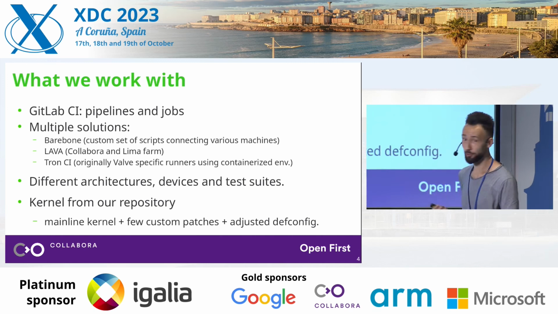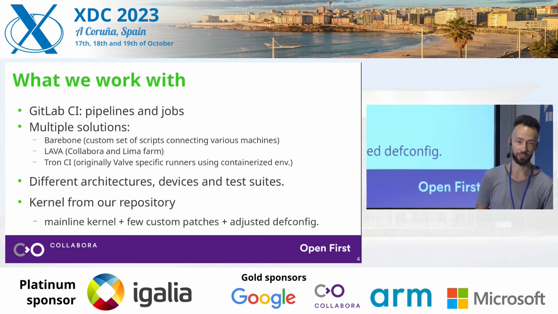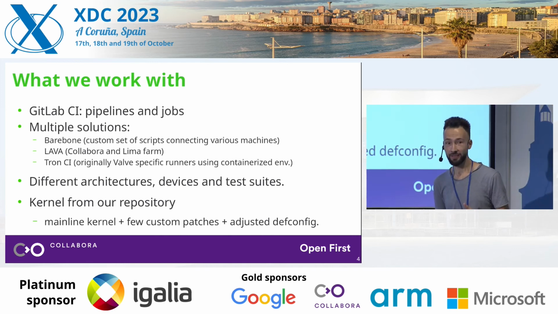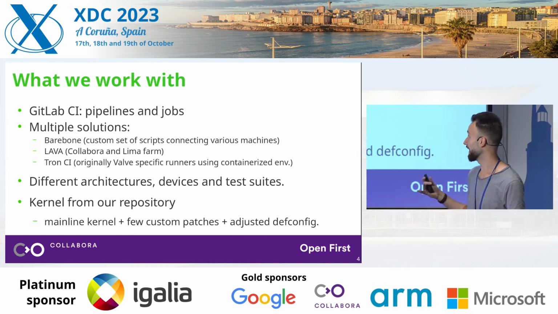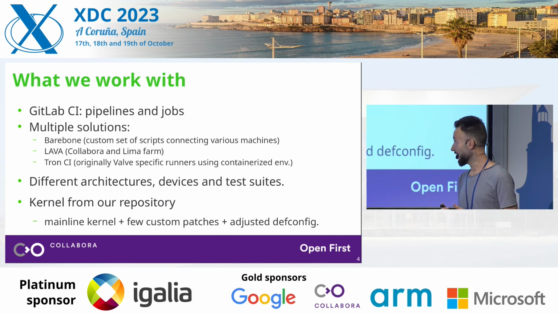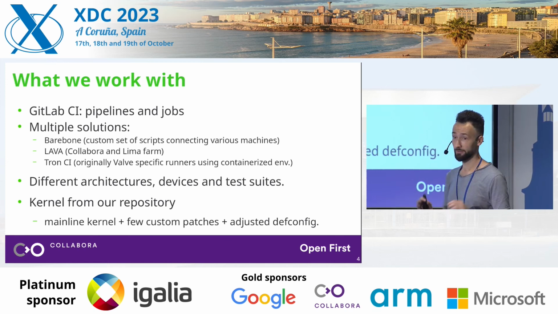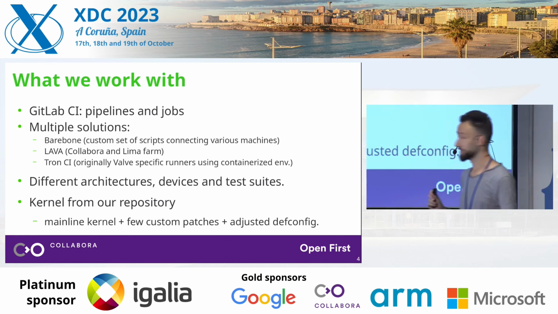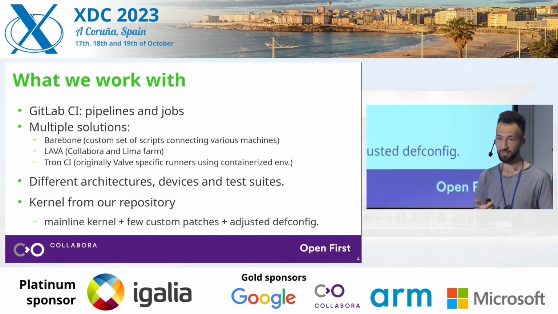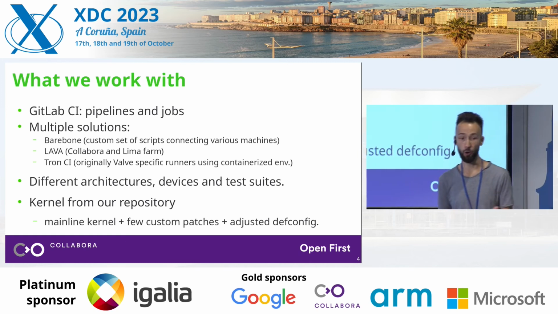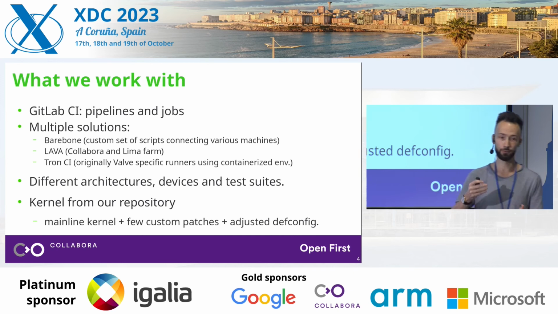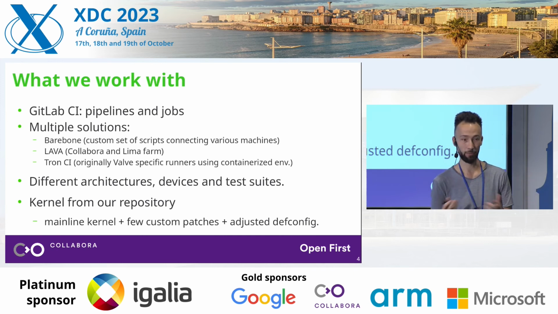And there's a third solution which is connected to GitLab CI, and that's Tron CI, originally Valve CI. That's another solution with a slightly different approach than Lava and barebone. We will get to the details later. We're testing different architectures and different devices, from small ARM phones or dev boards up to full-blown PCs with powerful GPUs.